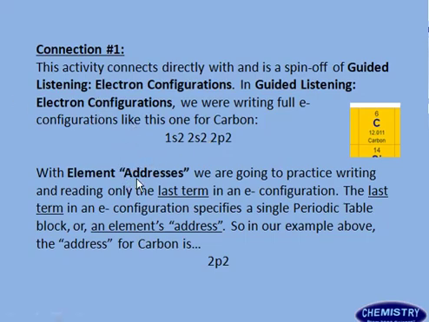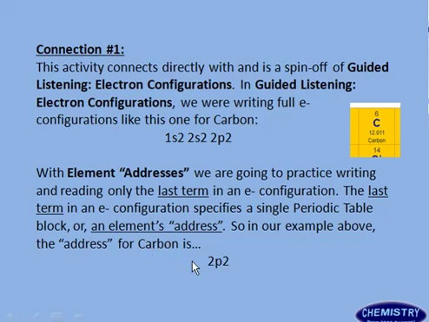With element addresses, we are going to practice writing and reading only the last term in an electron configuration. So for carbon, in our example, you have three terms here. The last term is 2p2. 2p2 is carbon's element address. And again, 2p2 is only carbon's element address.